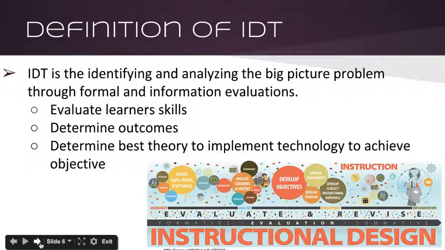A definition of instructional design and technology. Today's definition of instructional design and technology can be summarized as identifying and analyzing the big picture problem through formal and informal evaluations. The plan or design of instruction looks at the learner's skills and desired outcomes to determine the best theory or model to implement technology as a way to guide learners to mastering the objective.